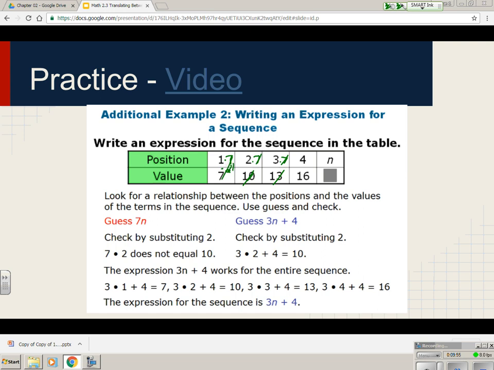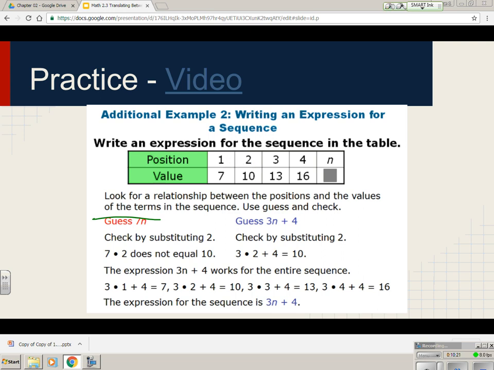So it can't be 7 times n. Okay, we can't just do 7 times 2 because that's not going to give us 10, so that doesn't work. So now what we're going to do is just try to play around a little bit. Let's try to do a different way to get to 7. Well, we could add by 7, or 1 plus 6 would get us 7. 2 plus 6, that doesn't work. That gets us 8.